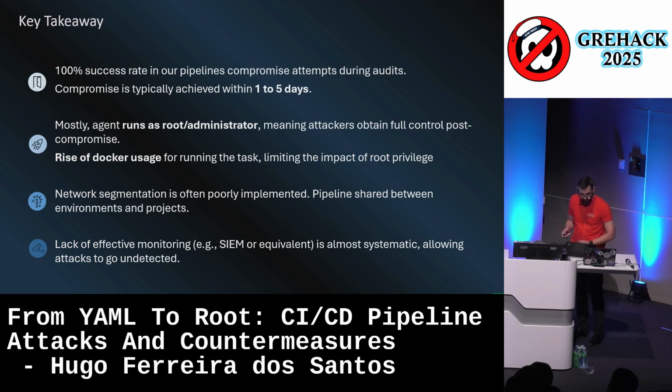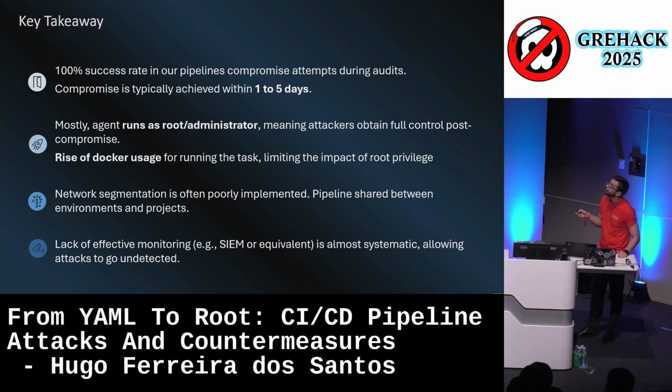Finally, the key takeaways. Currently, during our tests on CI/CD pipelines, we have a 100% success rate, and usually we are able to achieve it in 1 to 5 days. It's not to say we are the best at all. It's just to say that currently they are not mature. So it's pretty easy, as you saw in the first scenario where I just put a few lines of code. I saw it a lot of times. In terms of CI/CD, usually companies are not mature at all.